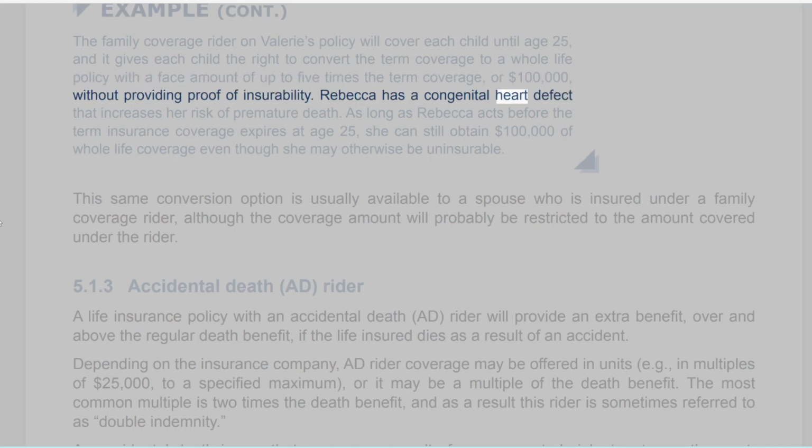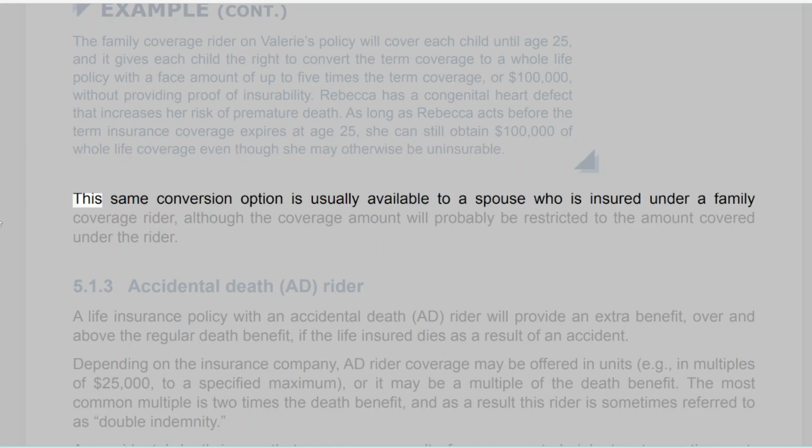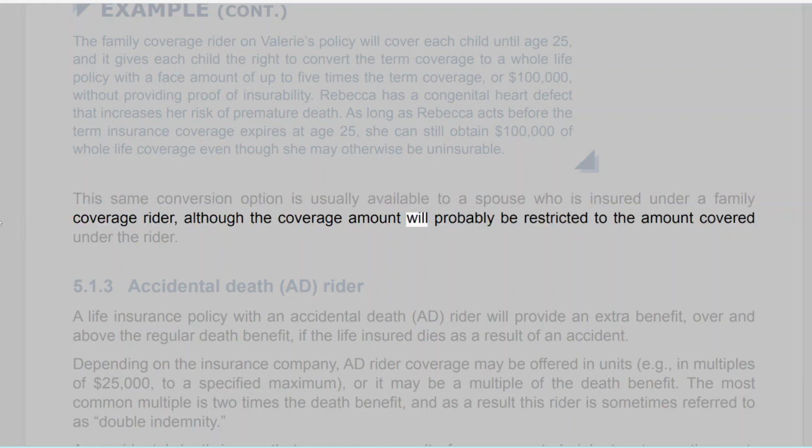Rebecca has a congenital heart defect that increases her risk of premature death. As long as Rebecca acts before the term insurance coverage expires at age 25, she can still obtain $100,000 of whole life coverage even though she may otherwise be uninsurable. This same conversion option is usually available to a spouse who is insured under a family coverage rider, although the coverage amount will probably be restricted to the amount covered under the rider.